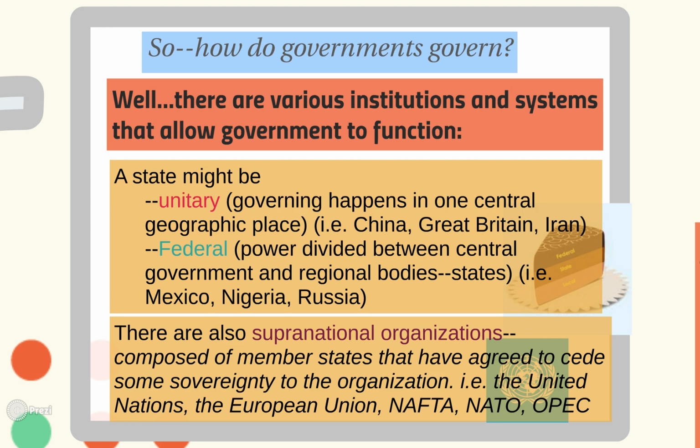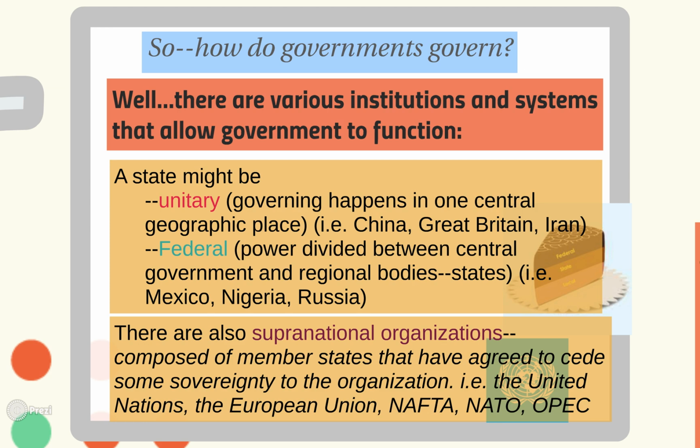Now, a unitary government is very different. Governing happens in one central geographic place. You don't have all of these separate regional governments that interact with the national government quite like you have in the United States. And we'll take a look at examples in just a second.